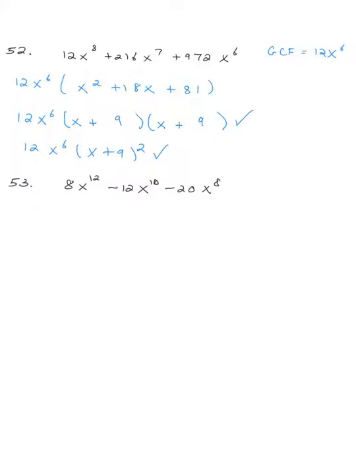Okay, we can definitely remove a greatest common factor here. We can definitely take out x to the 8th, but you can remove 4 from every single one of those terms. So that is 4x to the 8th. And what remains is going to be 2x to the 4th minus 3x squared and then minus 5.